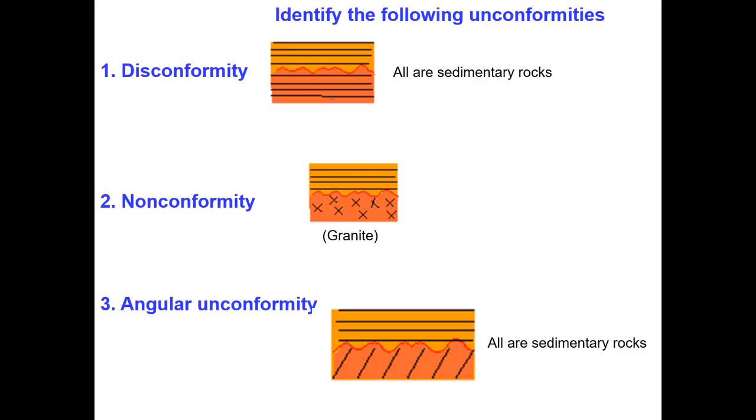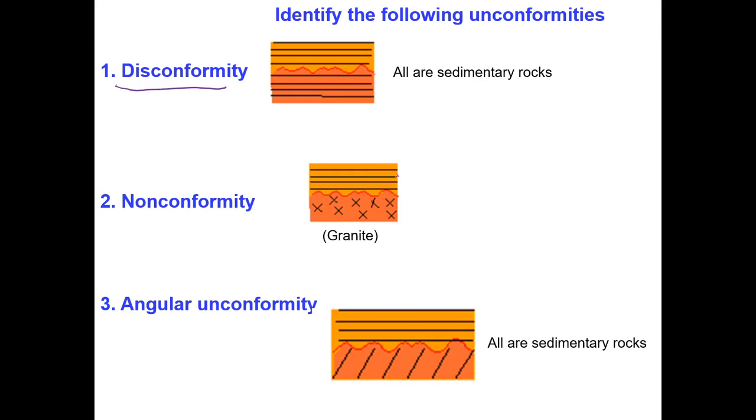So that's an angular unconformity. This is how you identify those kinds of unconformities. A disconformity consists of just sedimentary rocks, and the sedimentary rocks are the same tilt, or the same angle. So that's the hardest one to identify. But it consists of just sedimentary rocks at the same angle.